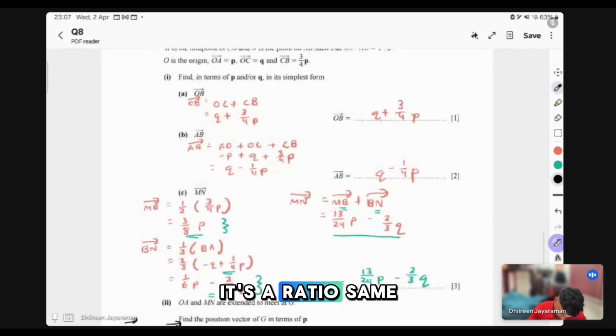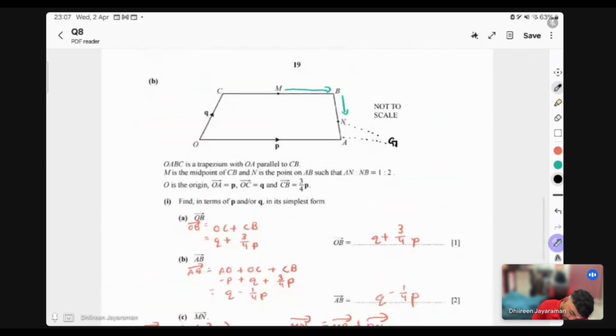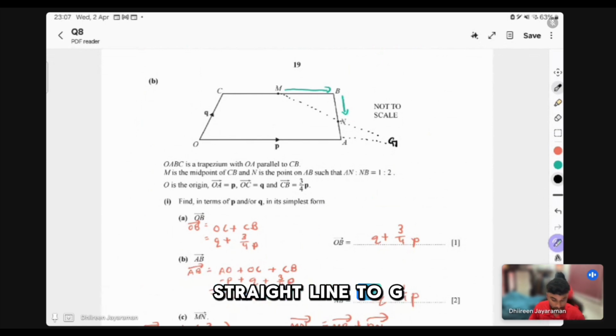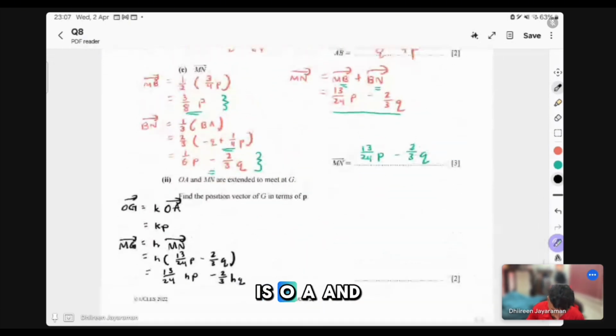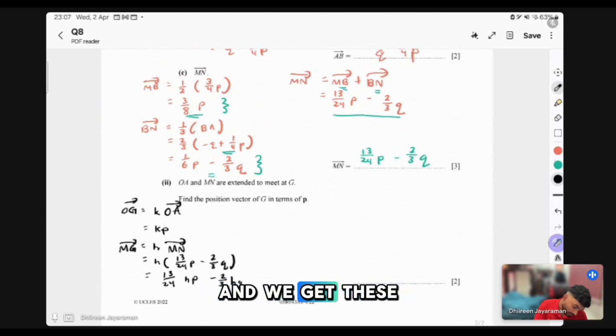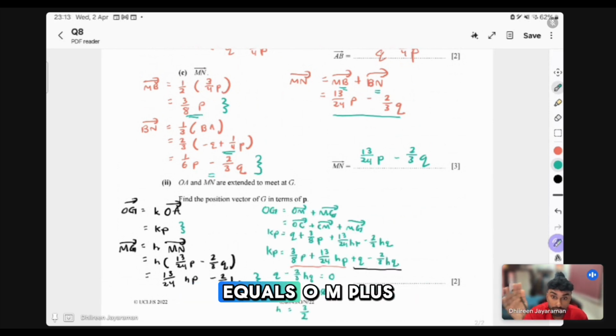It's a ratio. Same thing, MG equals h MN, which is a ratio. If you look at MG, connect your dots all the way, it should be a straight line to G. We know what OA is and we know what MN is, so we replace them and we get these two ratios first. That is part 1.